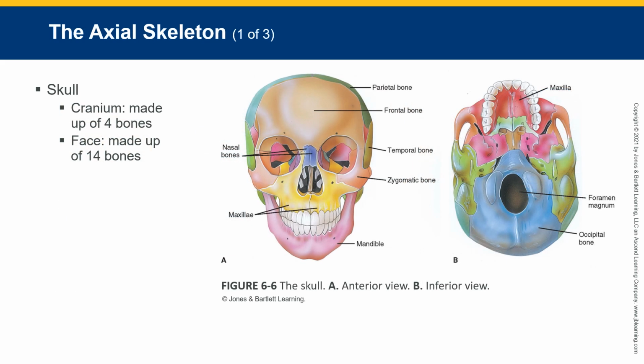All right, the axial skeleton, which is made up of your skull and your facial bones. Your cranium is made up of four bones: parietal, frontal, temporal, and your occipital. Again, face is made up of 14.